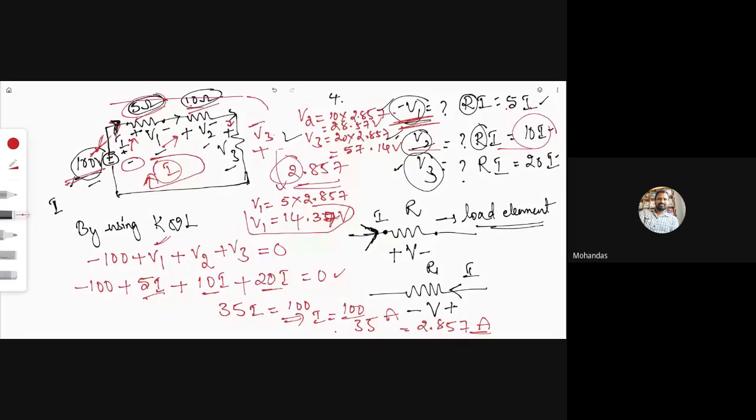We know already the V3 value is 57.14. Once we get 57.14, with these polarities we have calculated. But with these polarities, if you want to tell the answer, then tell me. Suppose he is asking, with these polarities, what may be the V3 value? The V3 value will be the same. Listen carefully. 57.14 only, but the polarity should be reversed. That will be minus.